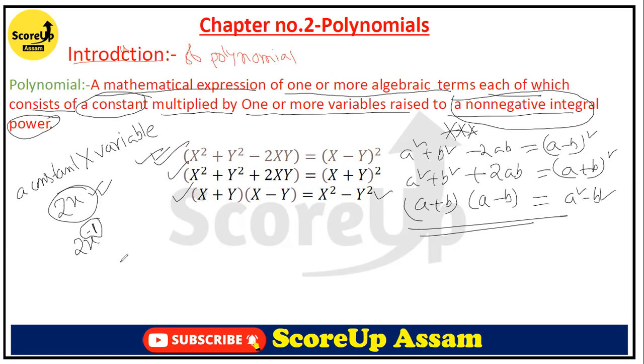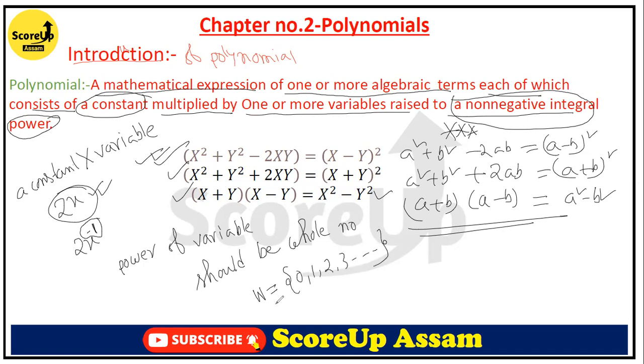That means the power of the variable should be a whole number. Now what is a whole number? This is the set of whole numbers, starting from 0, 1, 2, 3. These are whole numbers.